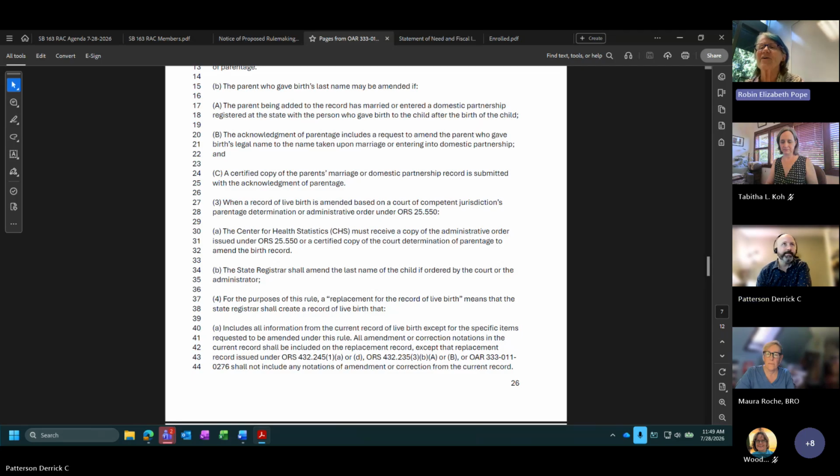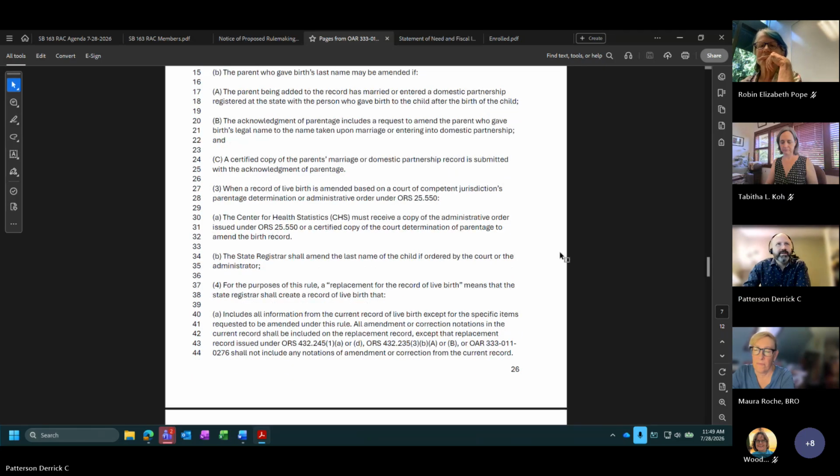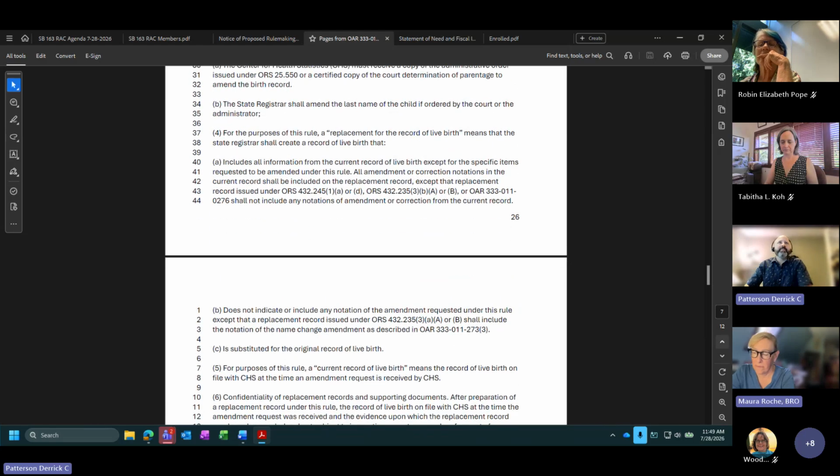Robin. After all our conversation before about certified copies, so the court determination has to be certified, but the administrative order doesn't? Is there a way to certify an administrative order? I'm assuming there is. Good question. Thank you. Anything else for 3? Okay, section 4.